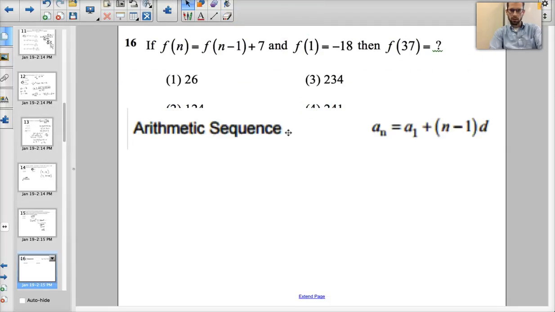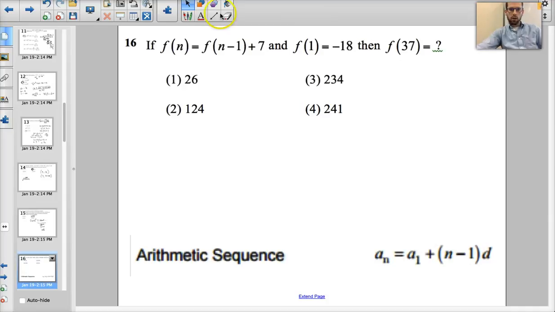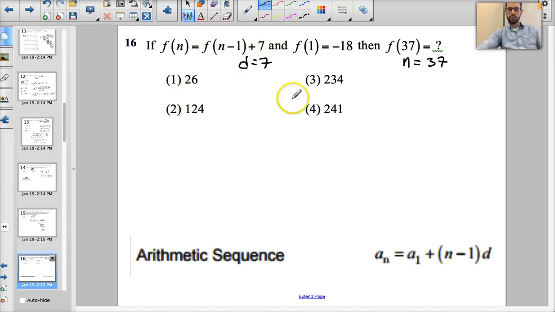Go home. All right. So the first thing I need with this future term of an arithmetic sequence is n. I know that I'm looking for my 37th term, so n is 37. Then I need my common difference, which is 7. How do you know that, Mr. Asher? I know that because we are always taking our previous term and adding 7 to it.